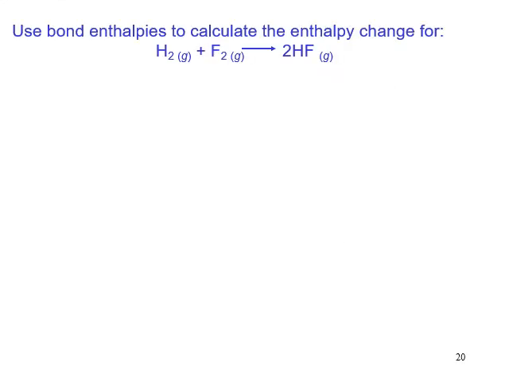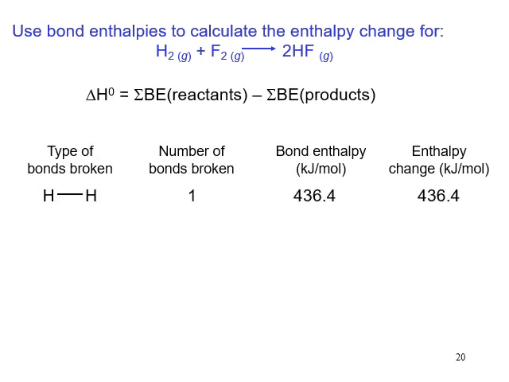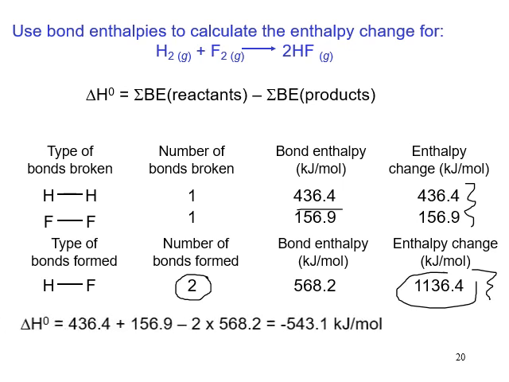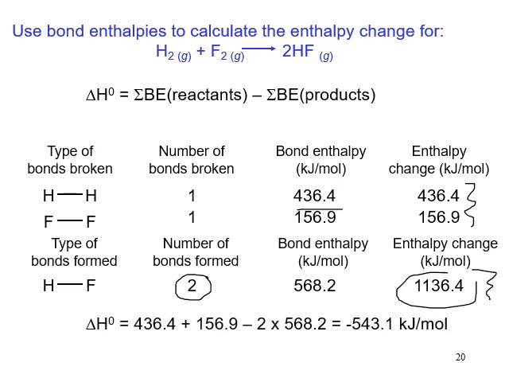So how do I use these? I just look at my Lewis structures, just like I was doing on the previous slide. So it looks like an HH bond is being broken, and that has a bond enthalpy of 436.4. An FF bond is broken. The bonds formed were 2 HF bonds. Here's your 2. And that for a total. So as far as this is what I put in, this is what I got out. It's like I got out more than I put in, and there's that negative sign, which means exothermic.